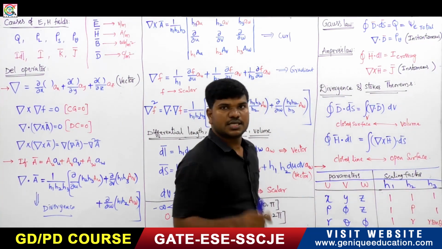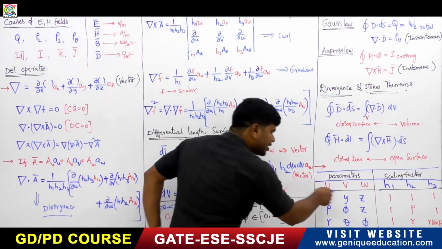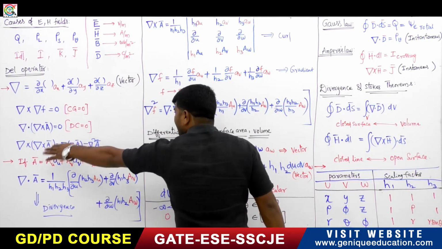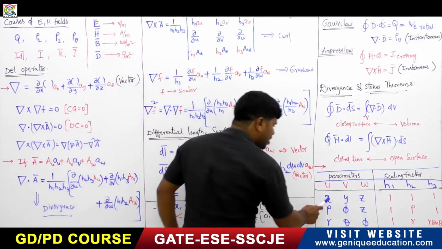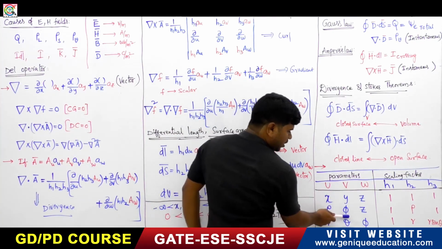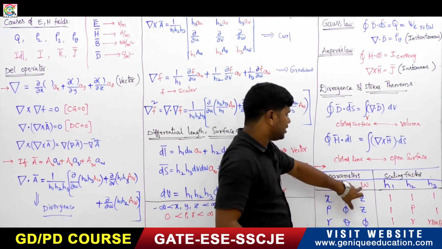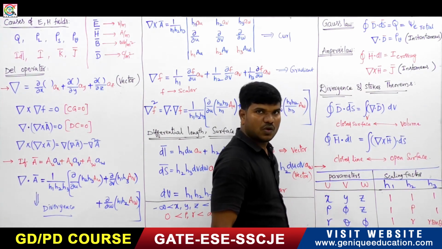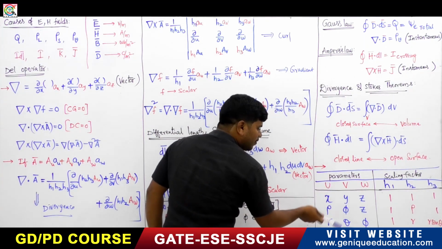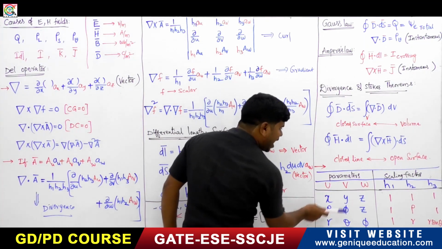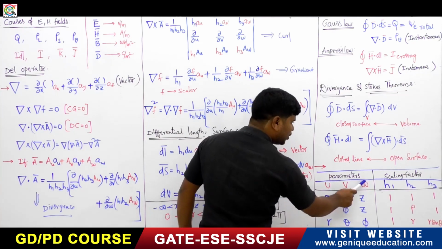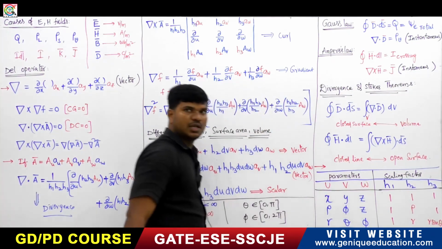If you go for the cylindrical coordinates, wherever there is a U in the generalized formula, you have to write rho, in the place of V you have to write phi, in the place of W you have to write Z. Similarly, for the spherical coordinate system, in the place of U you have to write R, in the place of V you have to write theta, in the place of W you have to write phi.